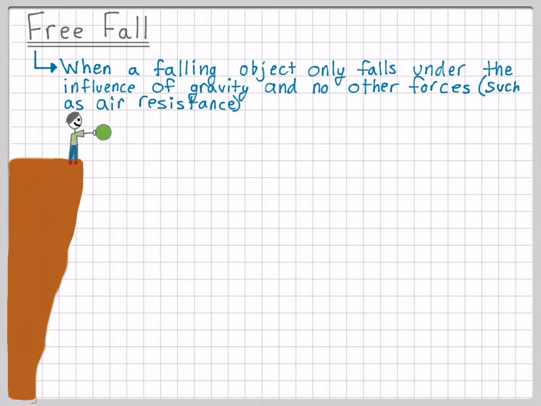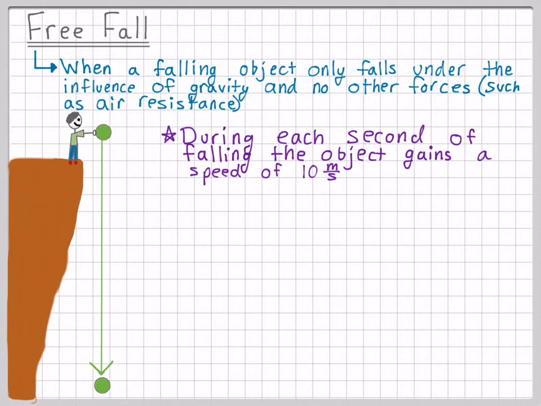So we all know what it's like for an object to be in free fall. Say, for example, you're standing at the top of a cliff and you drop a ball. It will gain speed as it nears the ground. When an object is in free fall, during each second of falling, the object gains a speed of 10 meters per second. So if we drop something from rest, in 1 second of falling, it is falling at 10 meters per second, and after 2 seconds of falling, it's falling at 20 meters per second, and after 3 seconds of falling, it's falling at 30 meters per second, and so forth.